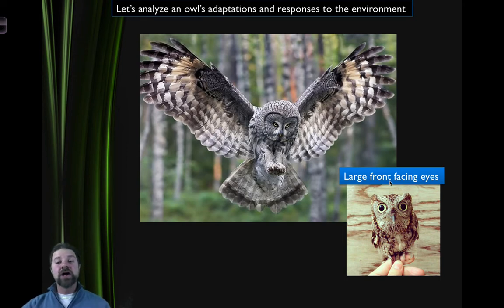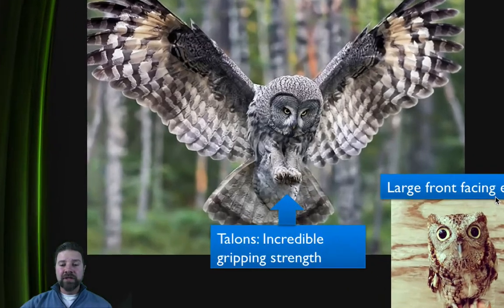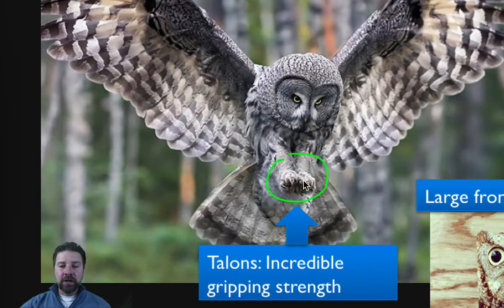They have large front-facing eyes, which is going to allow them to be more efficient predators and give them a good sense of depth perception because they're going to be swooping down on prey from the air. Second, if we check out its feet down here, we notice it has some pretty intense talons, and those talons have some incredible gripping strength. So they're able to grab onto things that they're hunting and hold on very tight before they eat their prey.